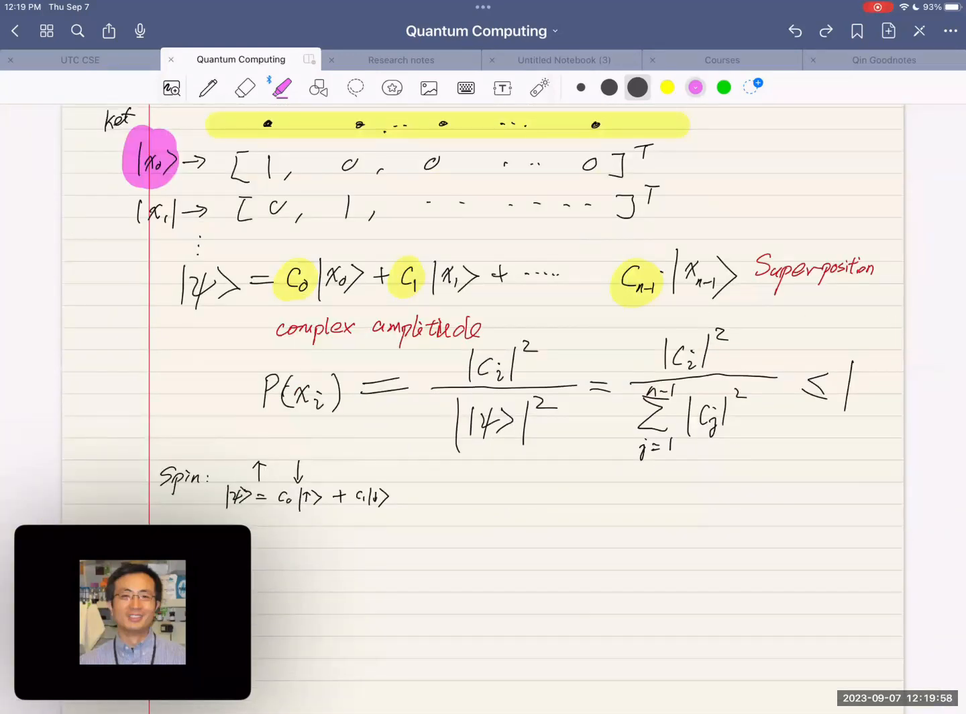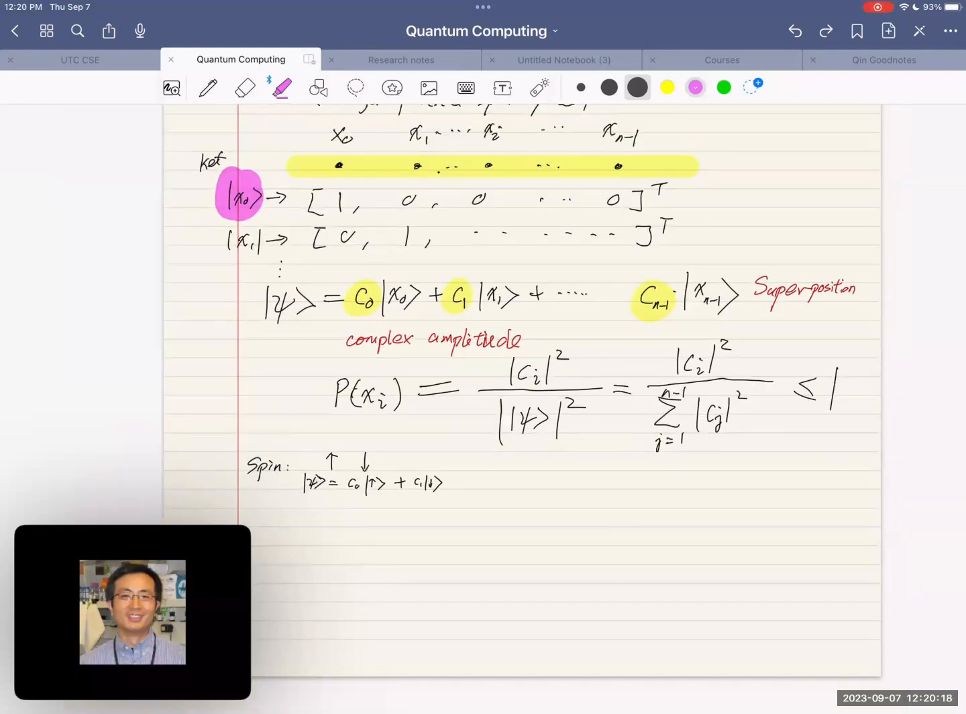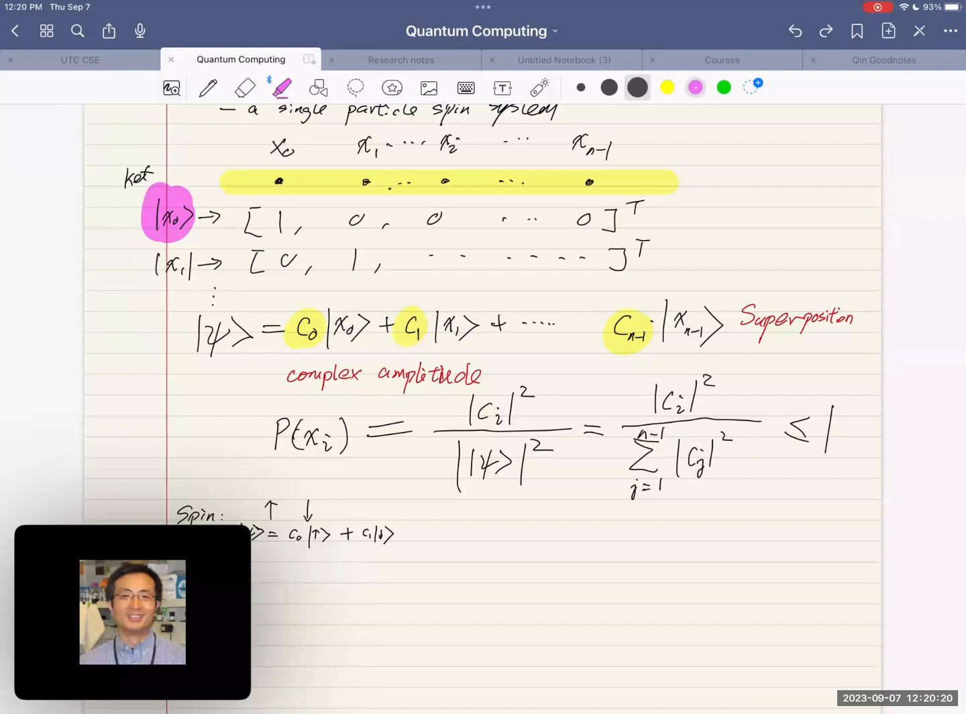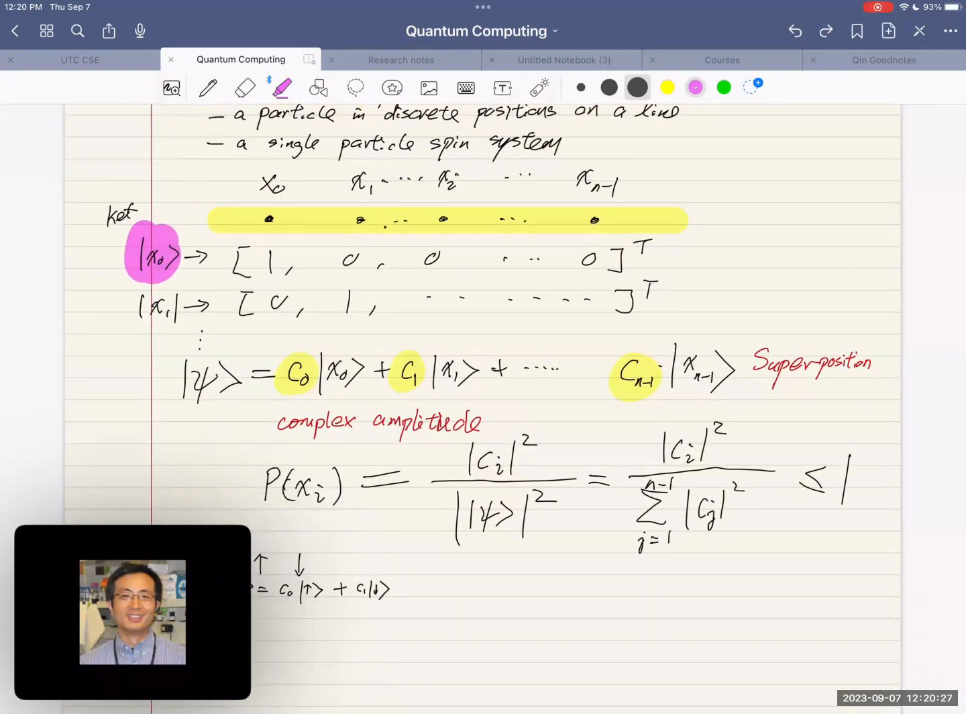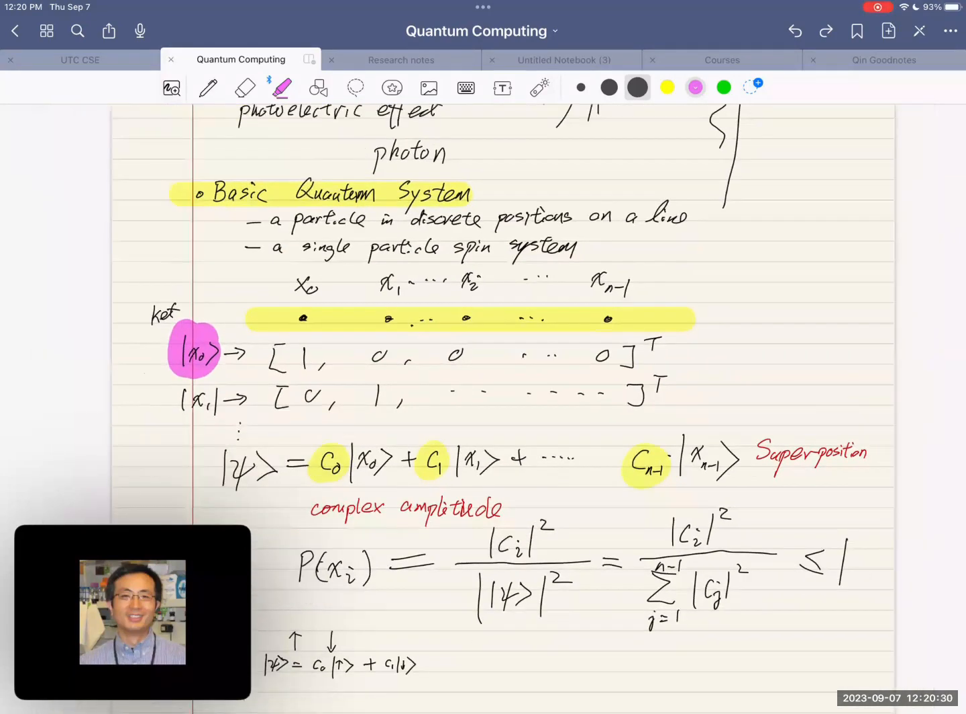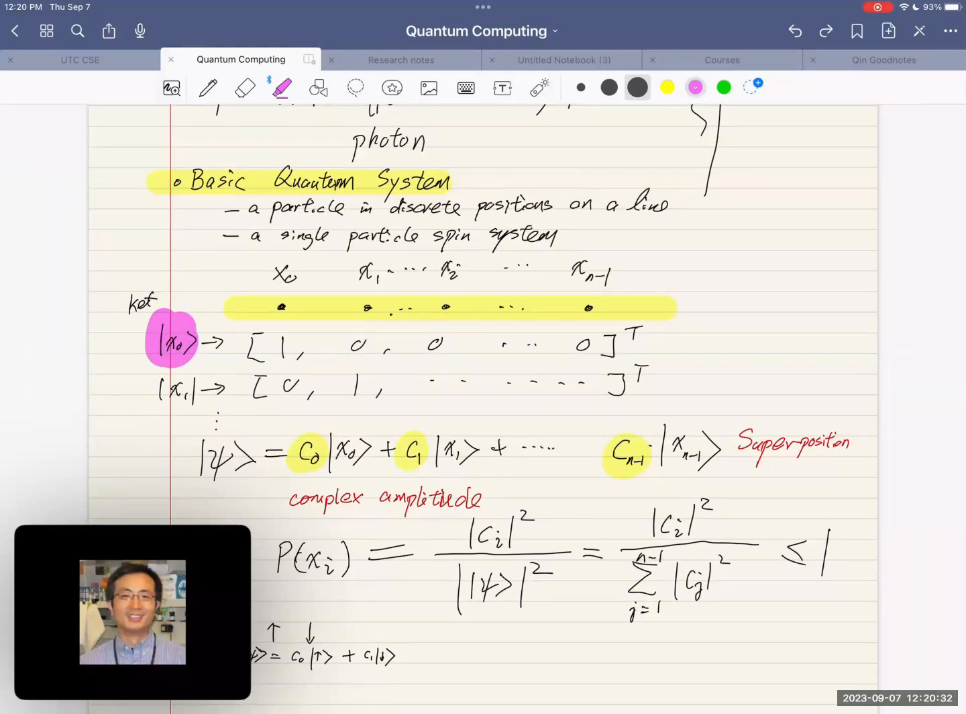In contrast to the real system, where the probability corresponds to a real number in classical computing, in quantum computing the probability corresponds to the square modulus of that complex number. So those are some of the very important concepts in the basic classical quantum computing system.